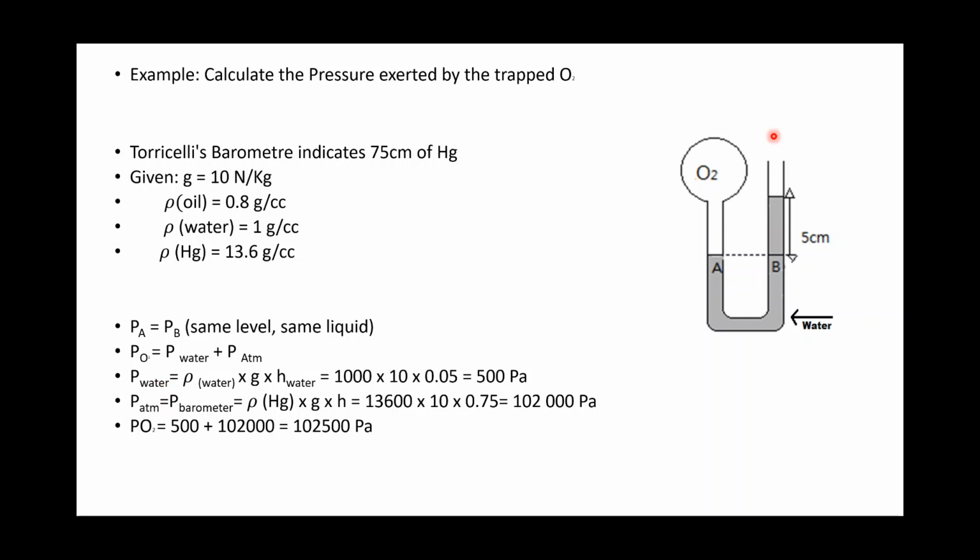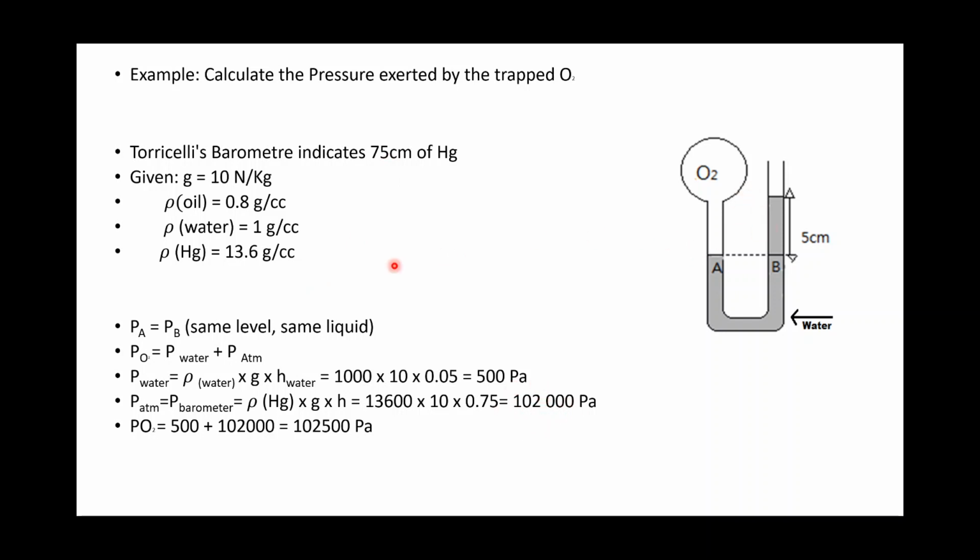Now the atmospheric pressure, and to calculate the atmospheric pressure, we agreed we need to use a barometer. Let's assume that Torricelli's barometer indicates 75 centimeters of mercury on the inside. And once again, it's rho times g times h. Rho, the density of mercury, is given as 13.6 grams per cc, in which case we have to change to kilogram per meter cubed, times g times h, which is 75 centimeters. Again, we have to change that into meters, and that amounts to 102,000 pascals.